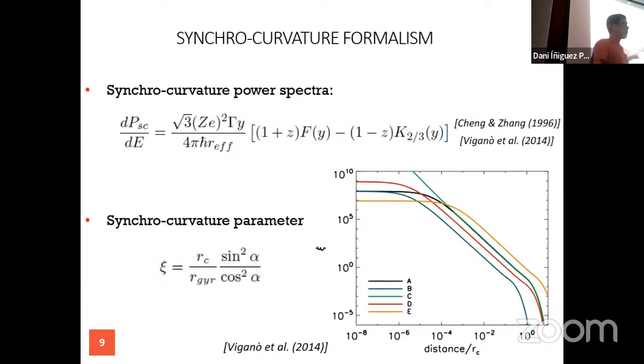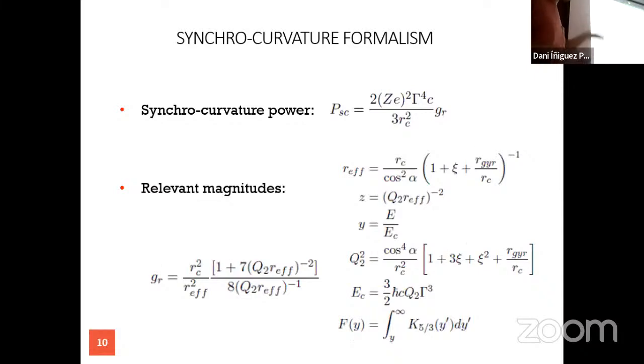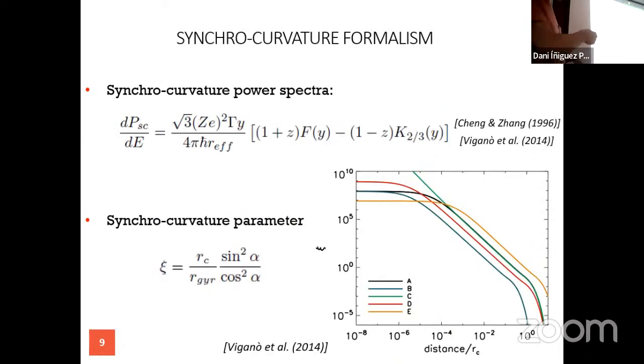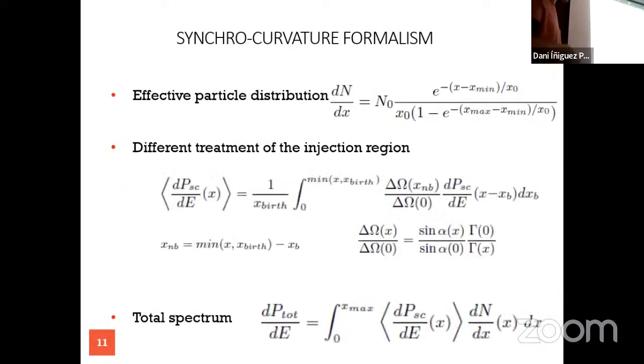So at the beginning of the region, this parameter is large. So in the inner parts of the trajectories, the dominant radiation is synchrotron, while in the outer parts of the trajectory, the dominant radiation is curvature. And in between, we have this transition region in which the emission is purely synchrotron. Well, these are the magnitudes in this spectrum.